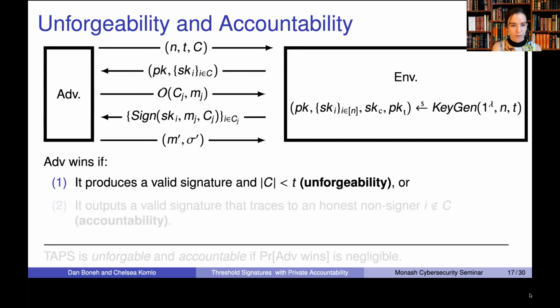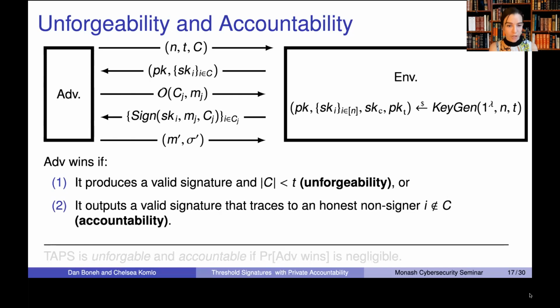So there's two win conditions in this game. The adversary can win if it produces a valid signature and the coalition of signers that it corrupts is less than the threshold. So this is the unforgeability game. If it outputs this valid forgery and the set C is less than the threshold, the scheme is not unforgeable. The second win condition is that it outputs a valid signature that traces to an honest non-signer, which is our accountability game. So basically it outputs a valid signature that traces to someone that didn't sign is our second game. And a TAPS is unforgeable and accountable if the probability that the adversary wins is negligible.